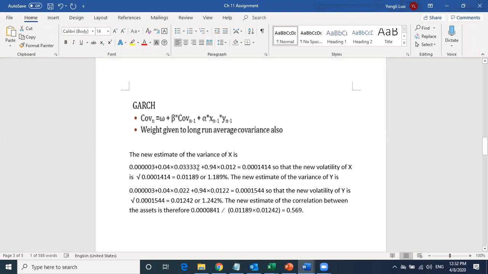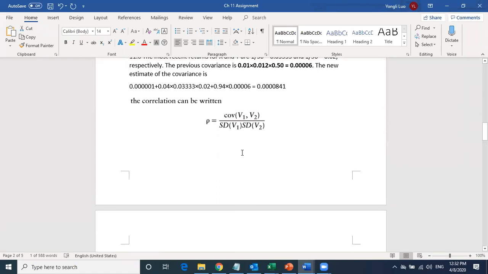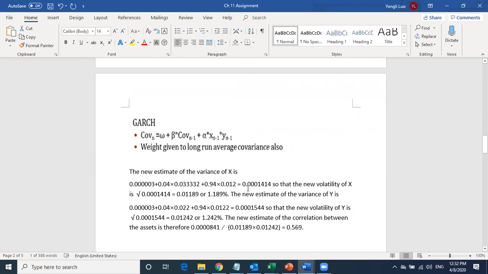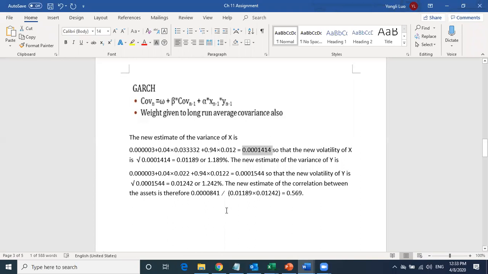And then you have the new volatility. The new one you just calculate, 0.04. This is alpha, times 0.003. So you have the new variance of X. Remember, you're going to take the square root later on, because when you take the square root of this number, that's the new estimated standard deviation of X.